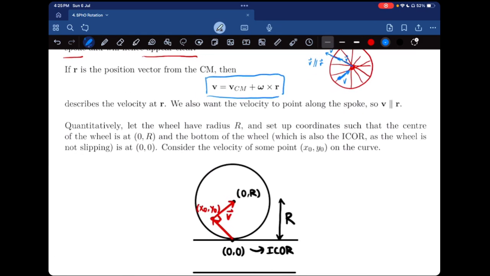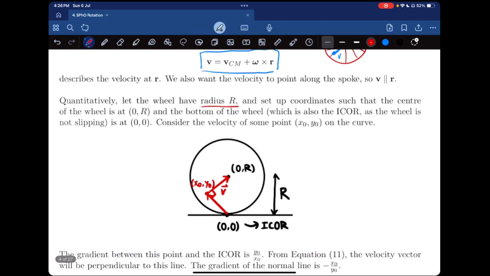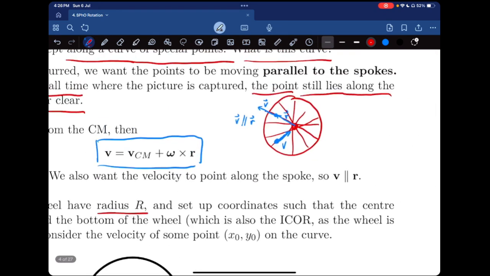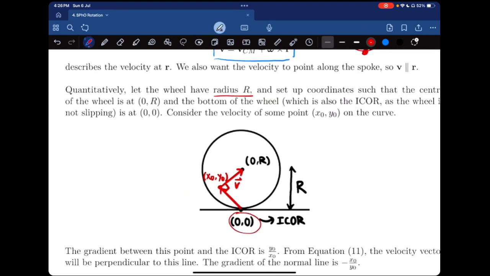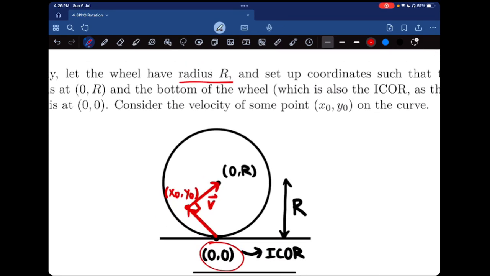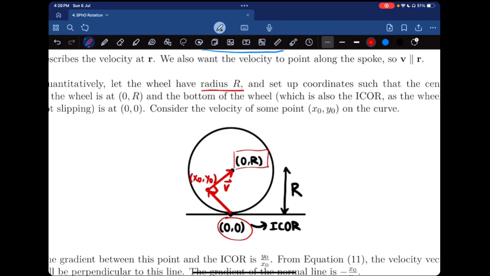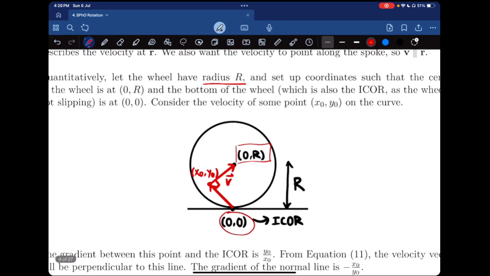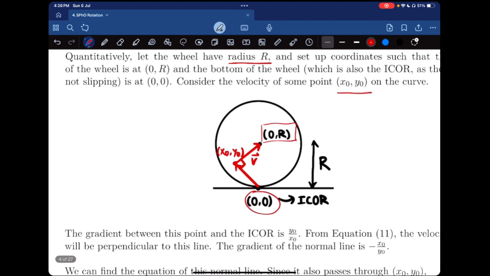So let's say the wheel has a radius of big R, and we set up coordinates like that so that the I core is at the origin. Recall that the I core is just this point here because the wheel is not slipping. The I core is at the origin. The center of the wheel will then be at 0, big R. And we can consider the velocity of some random point, which we call x0, y0 on the curve. So we can draw a picture here. The vectors will look like that.